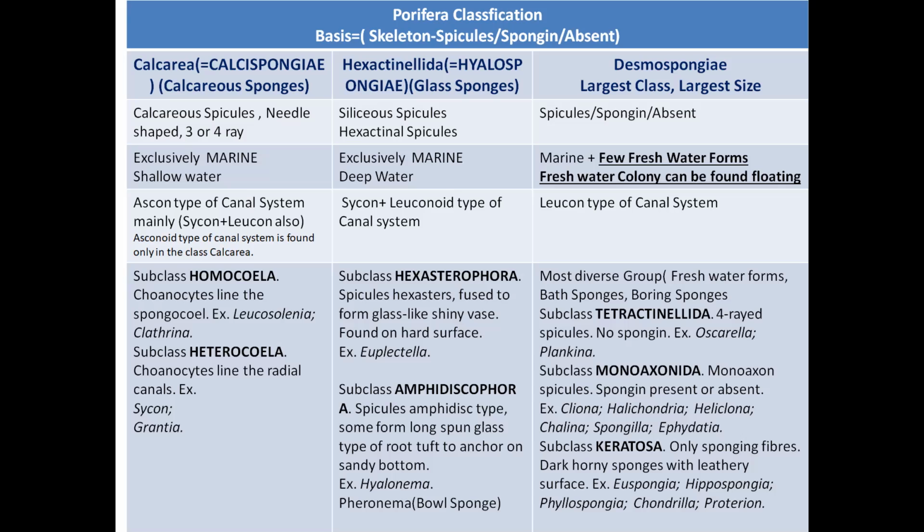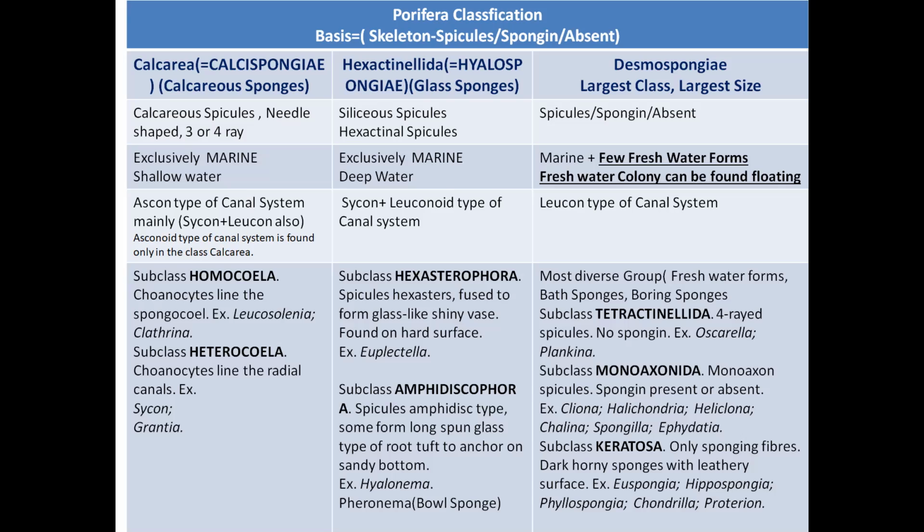So 6 rayed spicules are found in Hexactinellida. And Demospongia is the largest cluster out of Calcarea, Hexactinellida, and Demospongia. Demospongia is the largest class, and the sponges found here are of the largest size. The skeleton of Demospongia can be spicules or spongin, or it can be absent. A question which is asked: in which class of phylum Porifera is the skeleton absent? Demospongia, though not all specimens; some specimens do show the absence of skeleton.